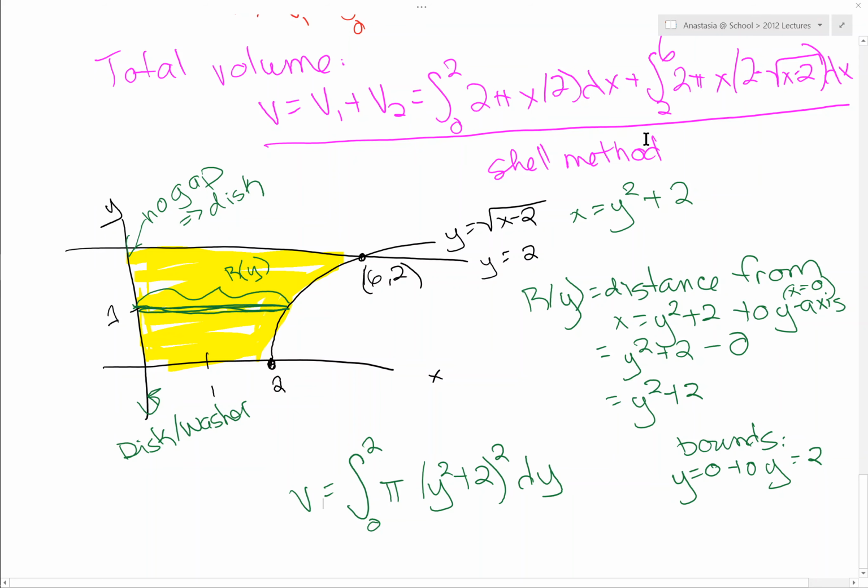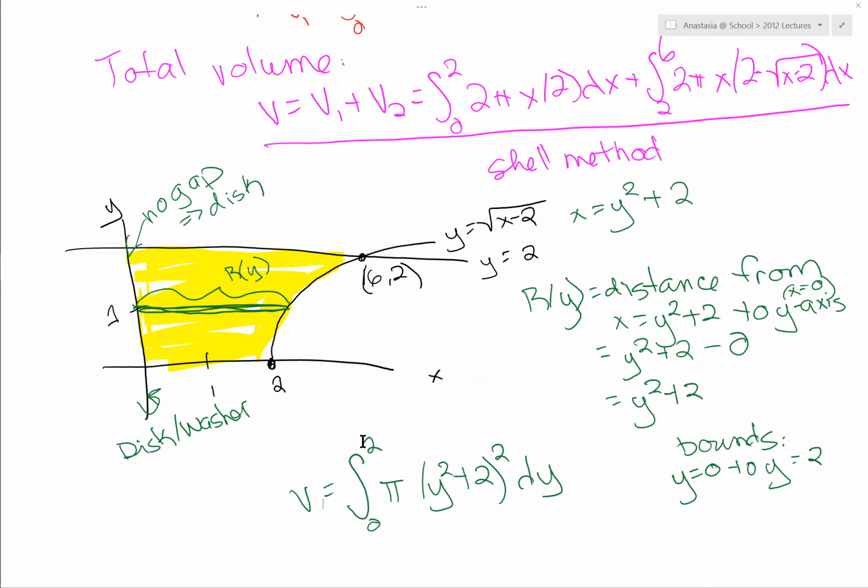So there are times when the shell method is easier. If you tried to apply disk washer method to the 3 previous parts of this example, it would have been much, much harder. But there are definitely times when disk washer is easier. So keep that in mind, okay?